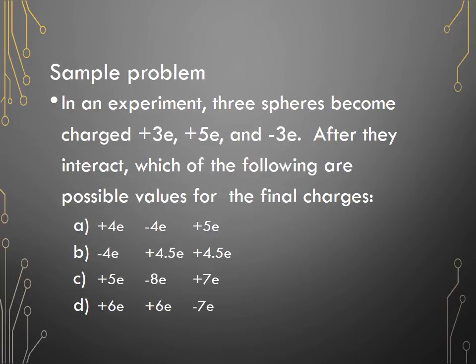Remember, your charges have to come in multiples of the fundamental charge. 4.5 is not going to work, so we can say that B is out. The next thing to think about is adding up the total net charge of your system. So 3 plus 5 minus 3 gets you back to positive 5. So if you add up the values in each option, you should get back to positive 5. Otherwise, it doesn't work. So for A, plus 4 minus 4 cancel, and then plus 5. Hey, that one works. All right.